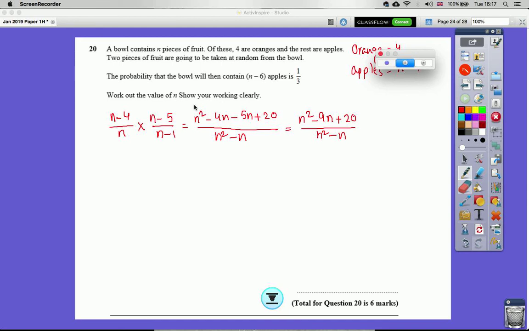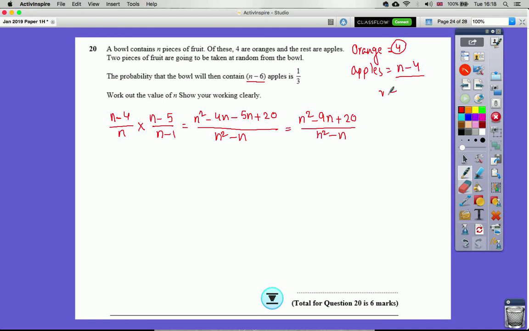Now, why am I doing this? Because it says the probability that the bowl will contain n minus 6 apples, right? So we already know there are 4 oranges and n minus 4 apples. So in order to keep n minus 6 apples, I need to remove 2 more apples from this. If I remove 2 more apples from n minus 4, then I will have n minus 6 apples. How can I have n minus 6 apples left? That can only happen when I'm taking an apple the first time and an apple the second time. And the probability is equal to 1 out of 3.